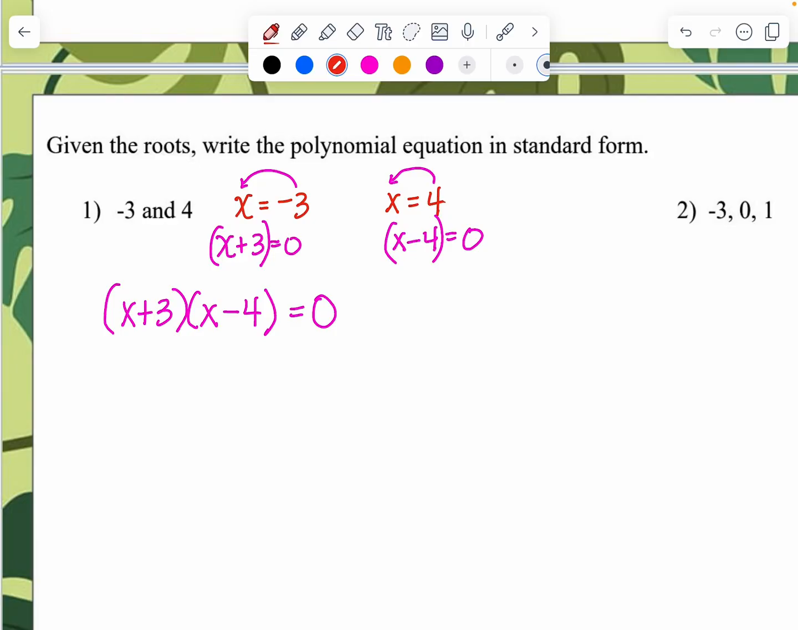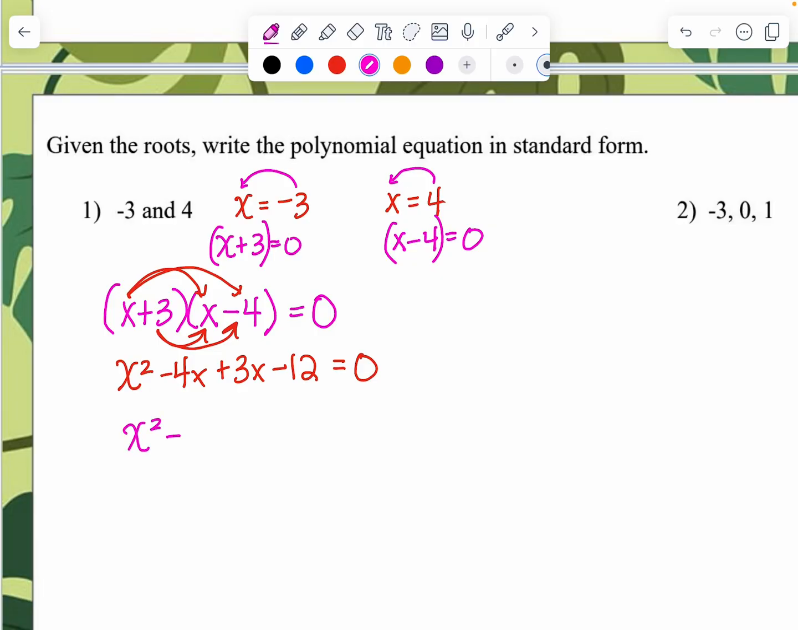So I need to make sure I have it equal to 0. And then I'm going to multiply that out to get the polynomial in standard form. So x times x is x squared. X times negative 4 is negative 4x. 3 times x is positive 3x. And 3 times negative 4 is negative 12. And all of that's equal to 0. I'm going to simplify. X squared minus x minus 12 equals 0.